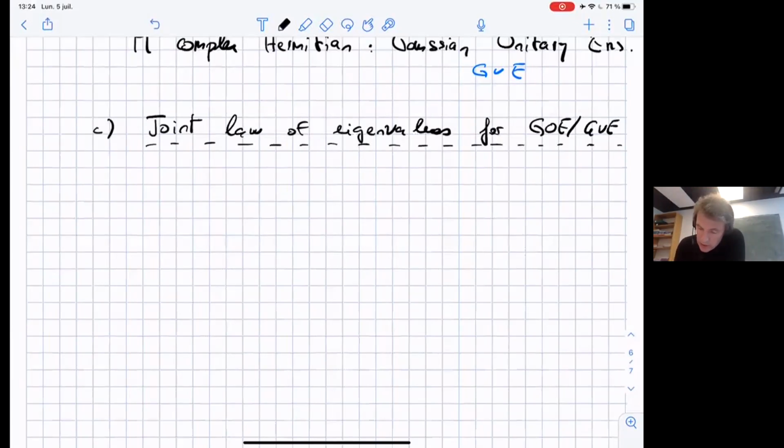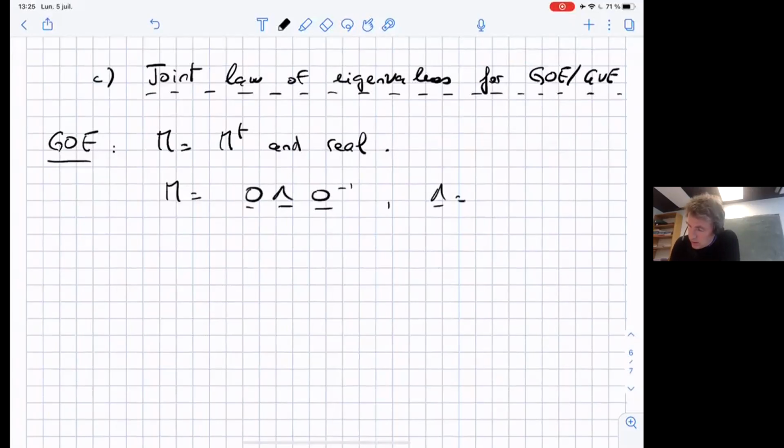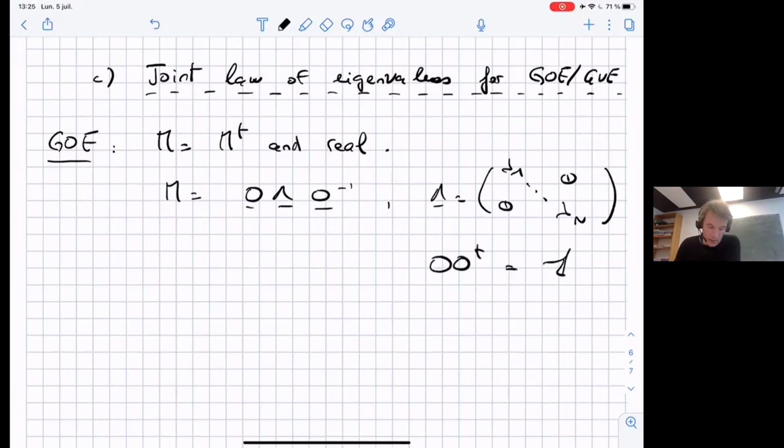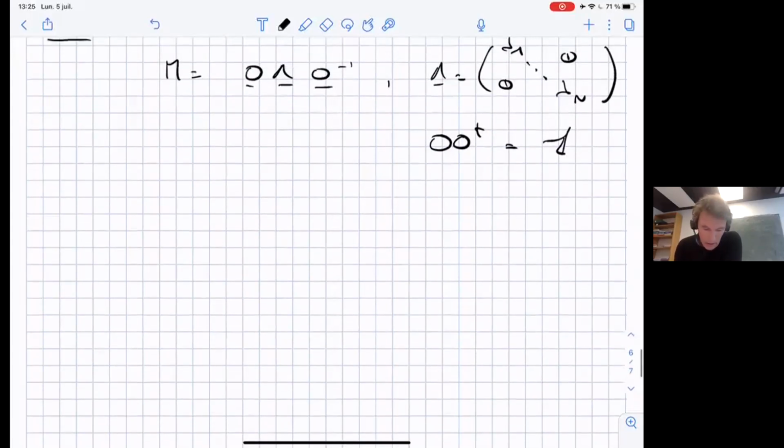I will start again. I will focus here on the GOE. That means that I will look at M, which is equal to M transpose and real. Okay. And of course, the idea is to go to the diagonal form. Okay, so I know that I can write M under this form, O lambda O transpose, or O minus one, with again O O transpose just the identity. So let me come back to this number of degrees of freedom that we had before, just to understand a little bit what we want to do.